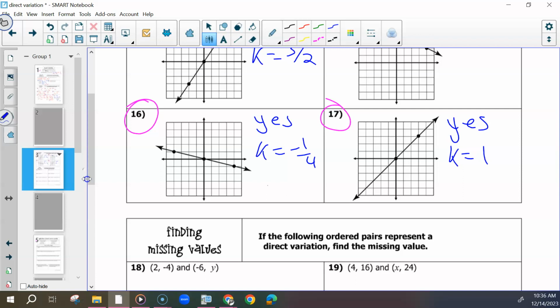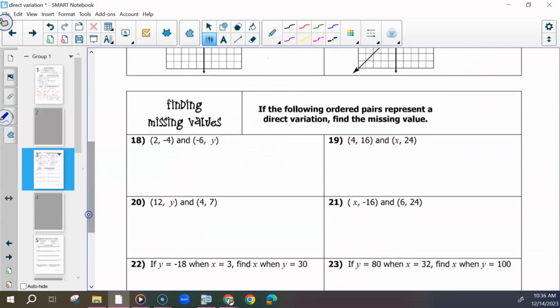Questions on how we determine if it's direct from the graph? Alright, so that is part of it, being able to determine if something is direct or not. The other part of that is being able to use it to solve. So we're going to do at least one of these, and then we'll see how much time we have left. I'm going to rewrite our two equations back up here: y equals kx, and k equals y over x. We're going to be using both of these in this.